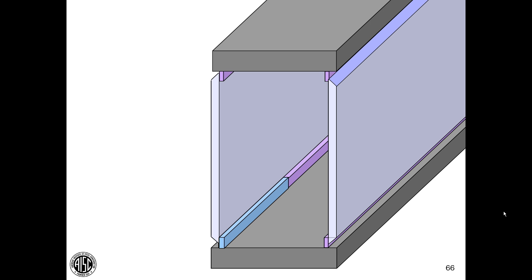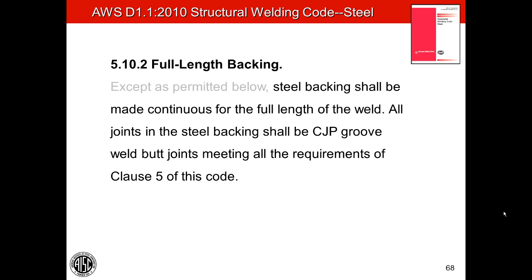This is also a violation of D1.1 requirements. It violates AISC requirements for cyclically loaded structures. We want to avoid this kind of detail that is prohibited from all applications by D1.1 and for cyclic applications by AISC. What we want to have is continuous backing. If you have to splice long segments of backing, you can do so by putting in a CJP groove weld. I won't take the time to read these code words, but these are the code language that precludes discontinuous backing.